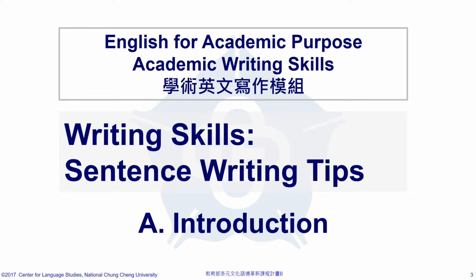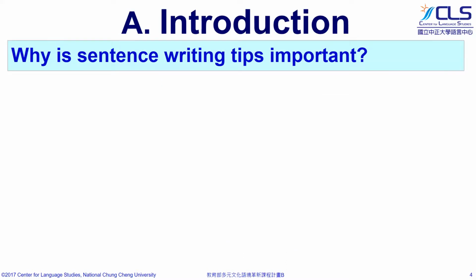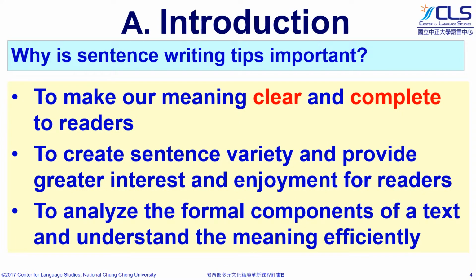Why is it important to know 5 sentence writing tips? These sentence writing tips can help us in 3 ways. First, when we write, we can make our meaning clear and complete to readers. Second, it helps writers create sentence variety and provide greater interest and enjoyment for readers. Finally, as a reader, we can analyze the formal components of a text and understand the meaning efficiently.